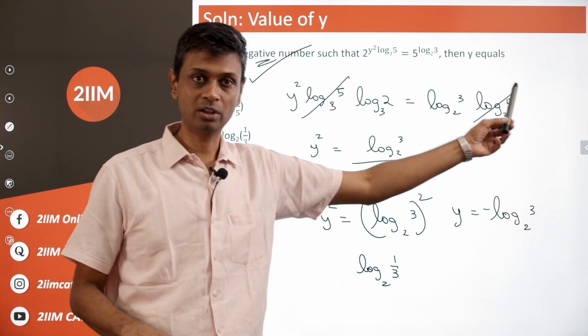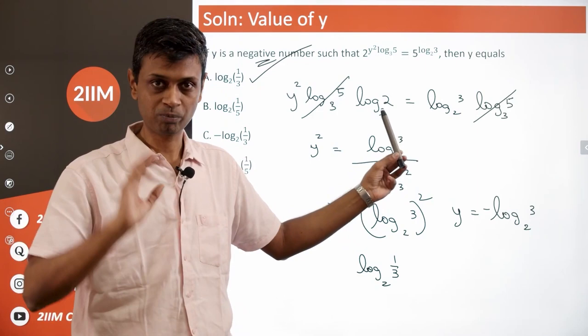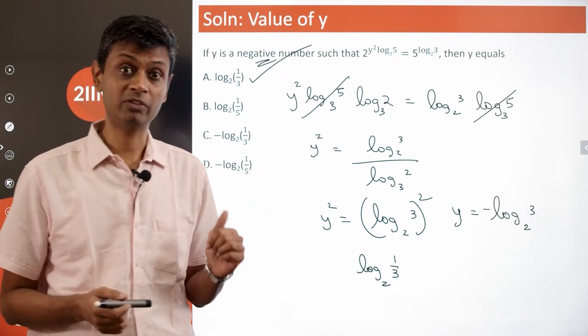After this, log 3 to the base 2 and log 2 to the base 3 are just reciprocals of each other. Final thing, when you come here, you have to keep in mind that the question clearly states that y is a negative number. That's something to keep in mind. So the answer is log 1 by 3 to the base 2.